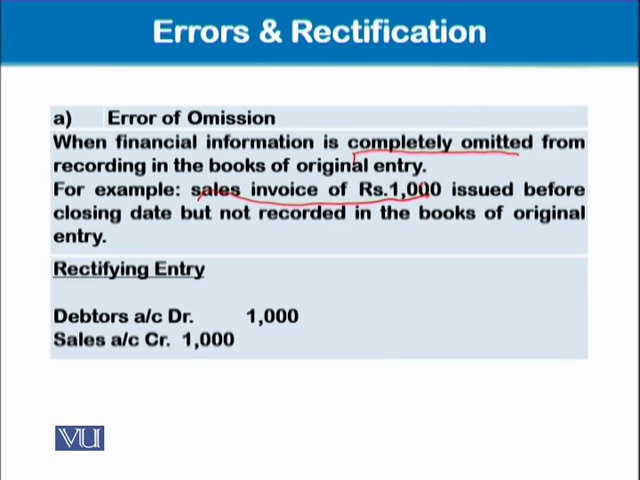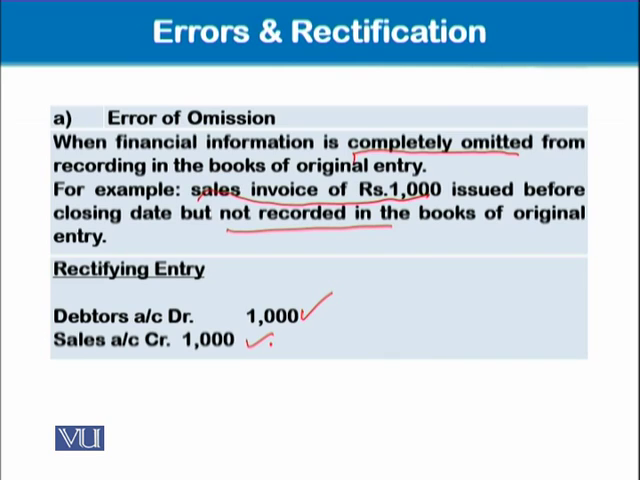Okay, there is a sales invoice of 1,000 which we could not record. Okay, so the original entry that we were supposed to record for this sales invoice was not recorded. So the same would be recorded. Then debtors account would be debited and sales account will be credited with 1,000. So this is its rectifying accounting entry.